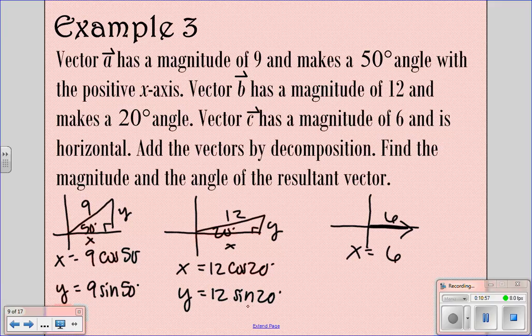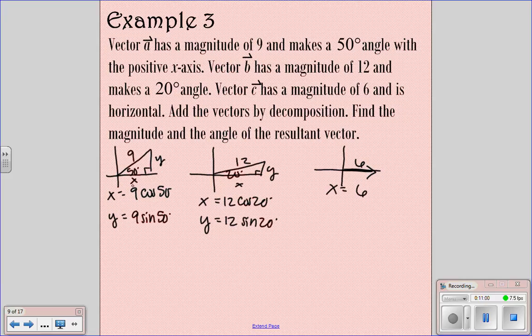So to find our new vector, we need to add our x values all together. So you need to add those x values. And then you need to add your 2 y values. And so do that with your calculator. And you should get 17.06. No, I'm sorry, I forgot to add the 6. You should get 23.06 for your x value.